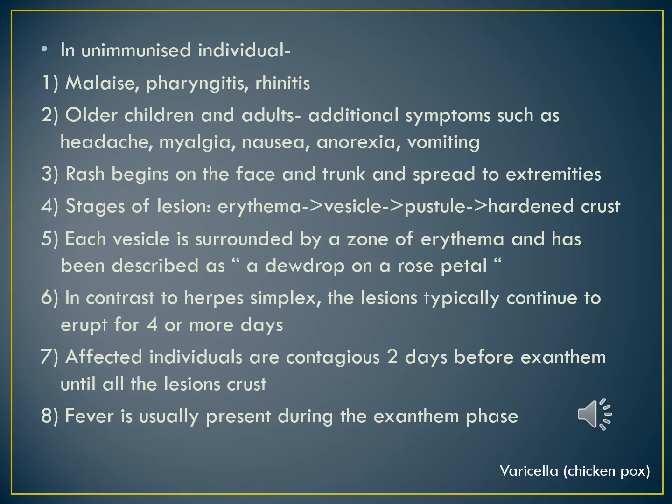In unimmunized individuals, there will be malaise, pharyngitis, rhinitis, and in older children and adults, additional symptoms such as headache, myalgia, nausea, anorexia, and vomiting. The rash begins on the face and the trunk and spreads to the extremities. The stages of lesion begin with erythema, vesicles, pustule, and hardened crust, and each vesicle is surrounded by a zone of erythema and has been described as a dewdrop on a rose petal.